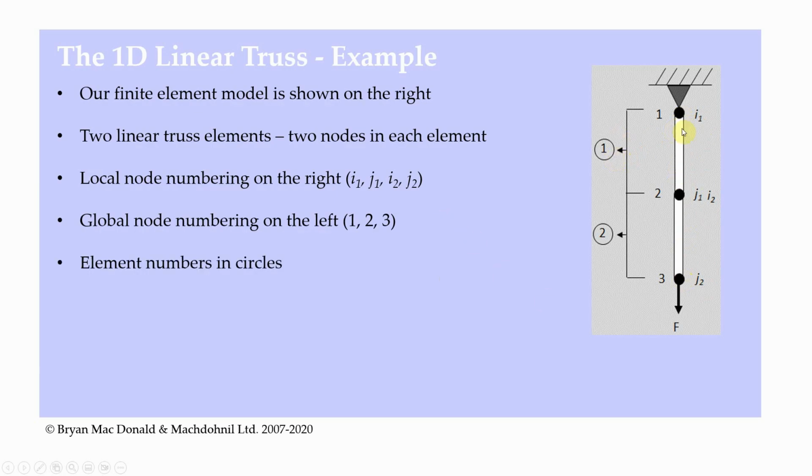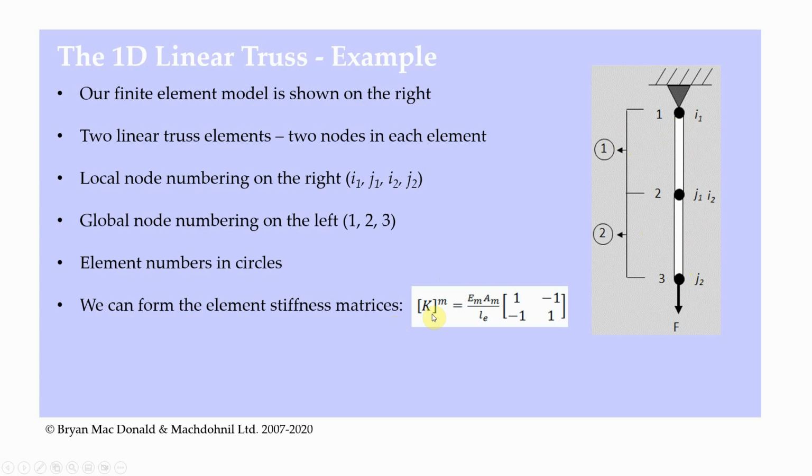So this is element number 1, and this is element number 2. So we can form the element stiffness matrices then. From our equation earlier, the element stiffness matrix K for each element is EA over L, times the values for the particular element: 1, minus 1, minus 1 and 1.